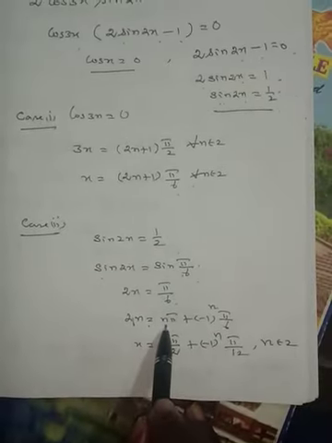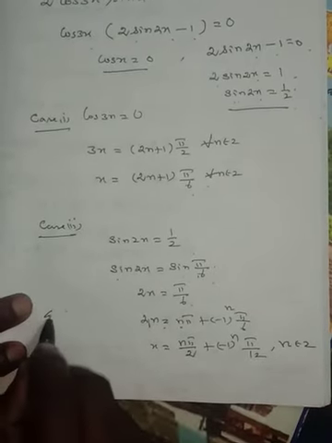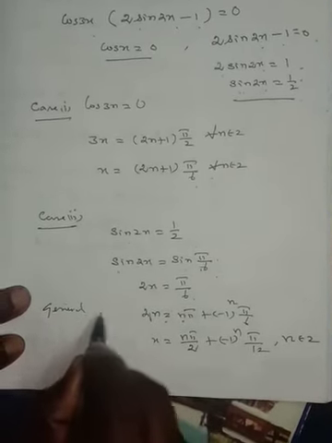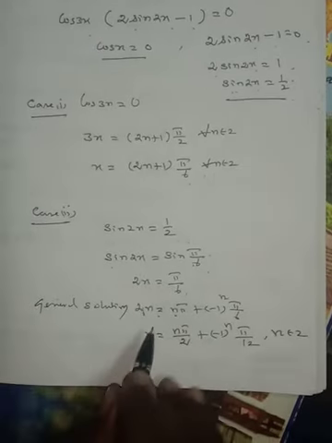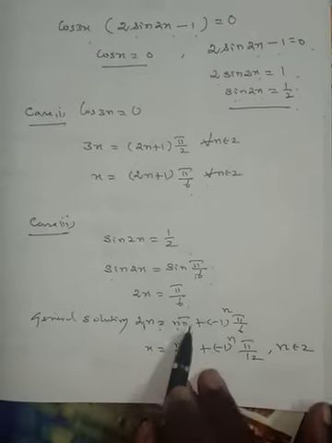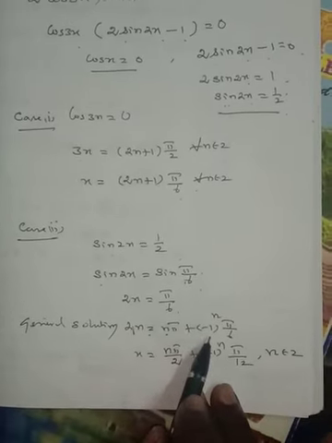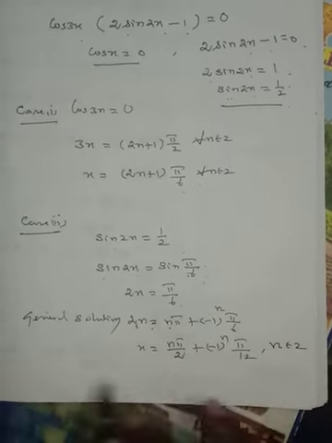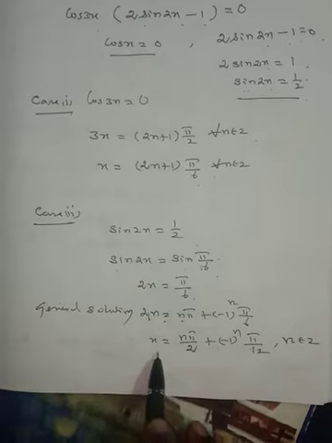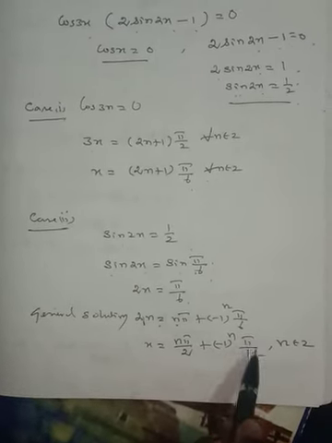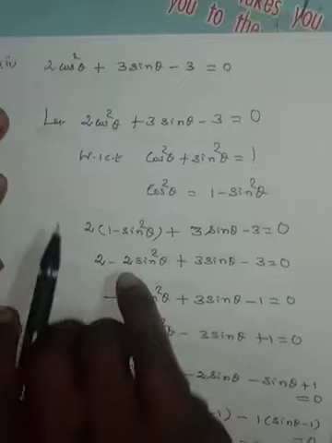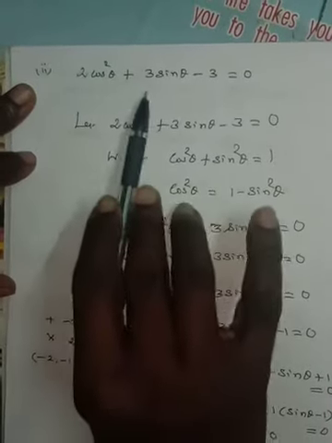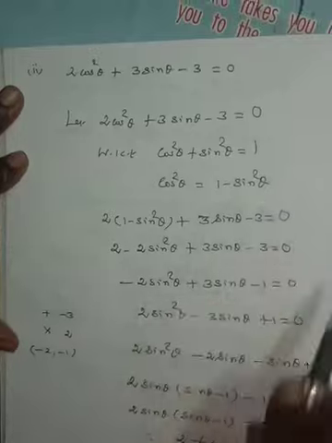the general solution. The general solution is 2x is equal to n pi plus minus 1 whole to the power of n into pi by 6. Dividing by 2 on both sides, we get x is equal to n pi by 2 plus minus 1 whole to the power of n, pi by 6 into 2 is 12. Therefore, pi by 12.